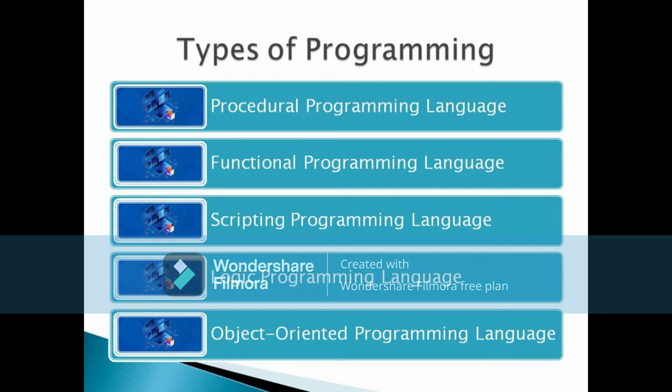So there are different paradigms of programming, based upon which different types of programming languages are there, right? These are the five programming paradigms, based upon which the programming language types are given here: procedural programming language, functional programming language, scripting programming language, logical programming language, and object oriented programming language.